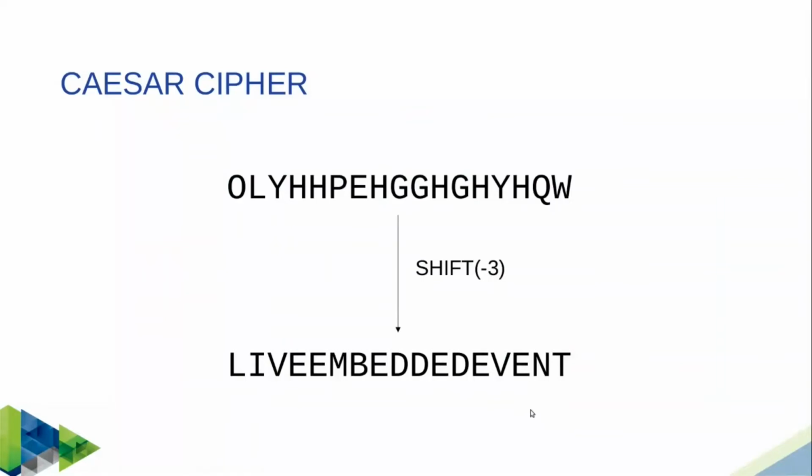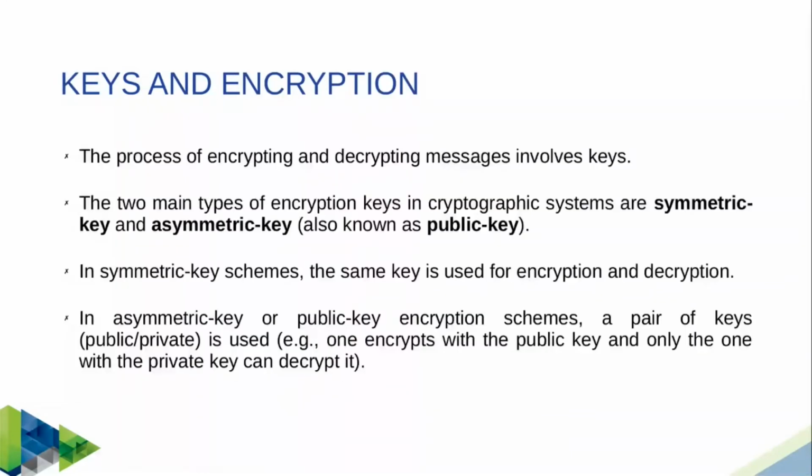There are two main types of encryption keys or encryption algorithms. We have symmetric keys or symmetric algorithms, and we have asymmetric keys or asymmetric algorithms that we also call public keys or public-private keys or key pairs. The main difference between those two is that with symmetric encryption, the same key is used for encryption and decryption. And with the asymmetric scheme, you have basically a pair of keys, a public and a private key.